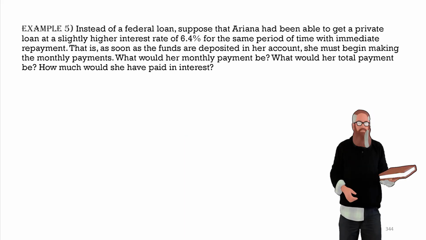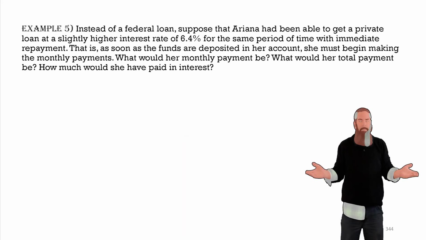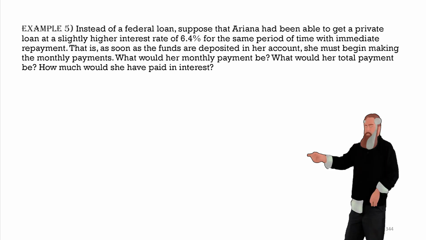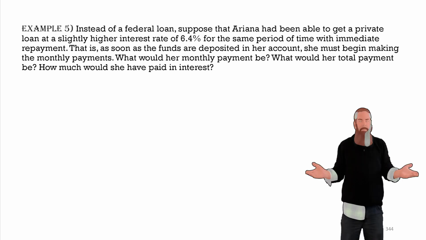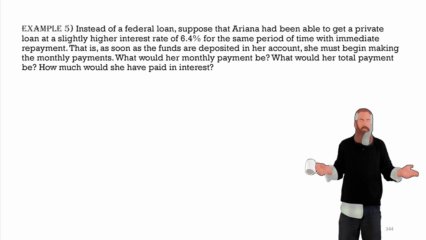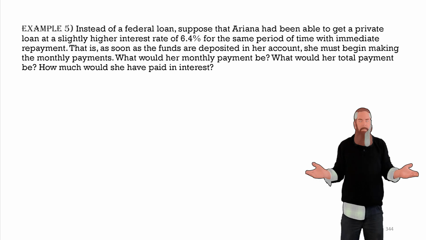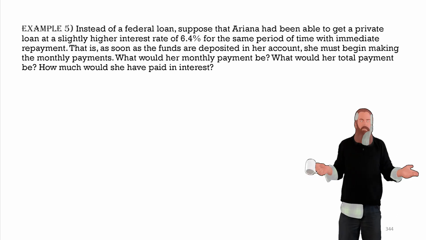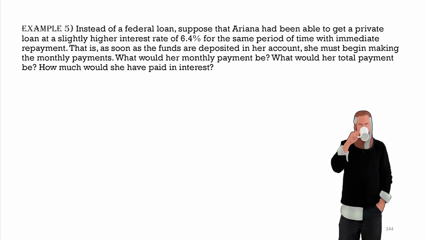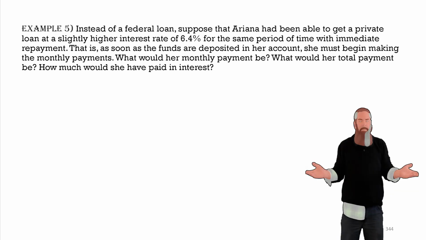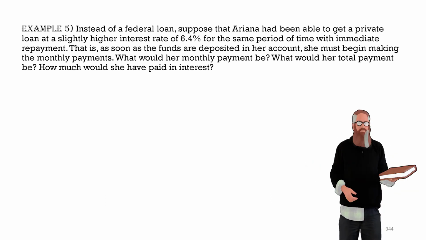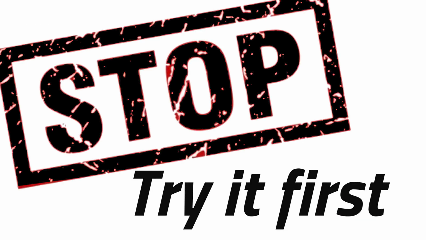Instead of a federal loan, suppose Ariana had been able to get a private loan at a slightly higher interest rate of 6.4% for the same period of time with immediate repayment. That is, as soon as the funds are deposited in her account, she must begin making a monthly payment. What would her monthly payment be, and what would her total amount of payment be? How much would she have paid in interest?